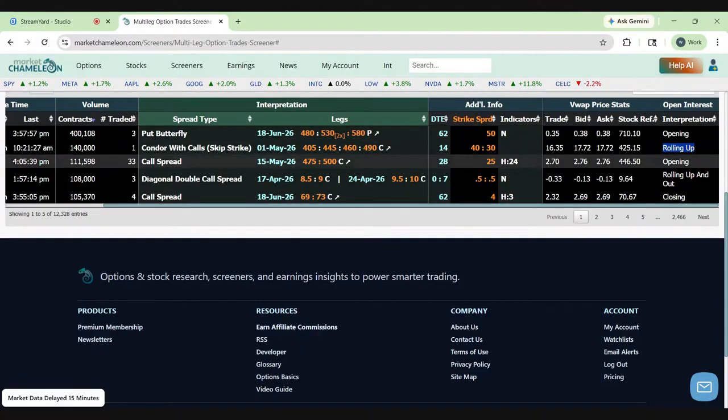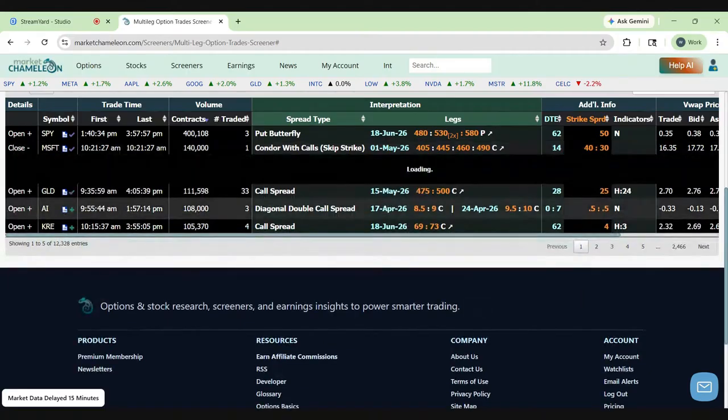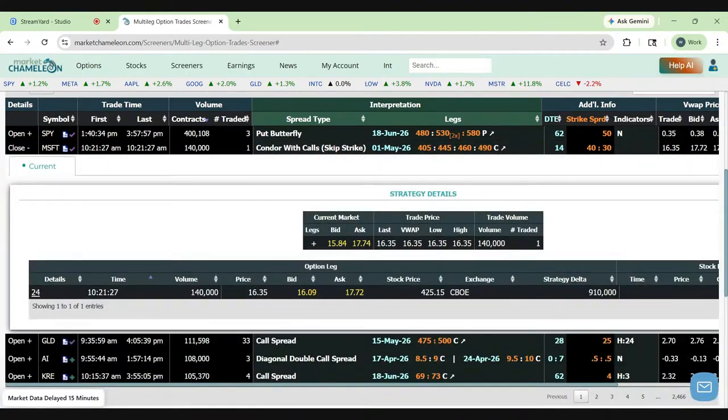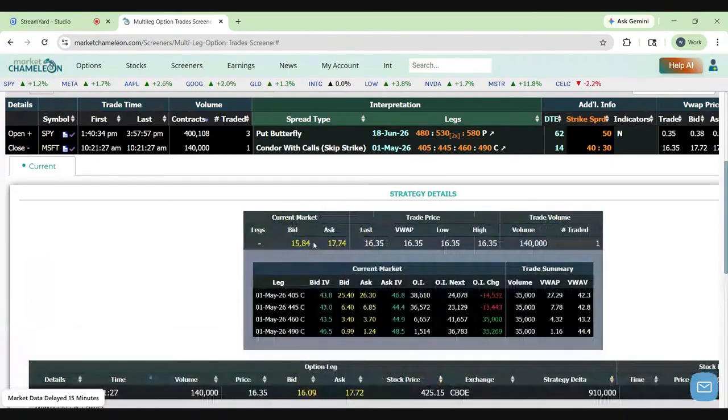Okay, a roll is moving from one position to a new position. And this one's rolling up in strikes. So rolling up is moving from lower strikes to higher strikes. So let's see what that looks like. Click on Microsoft, and this will open up the details. Okay, and again, let's open up those legs. So here are the 4 legs.